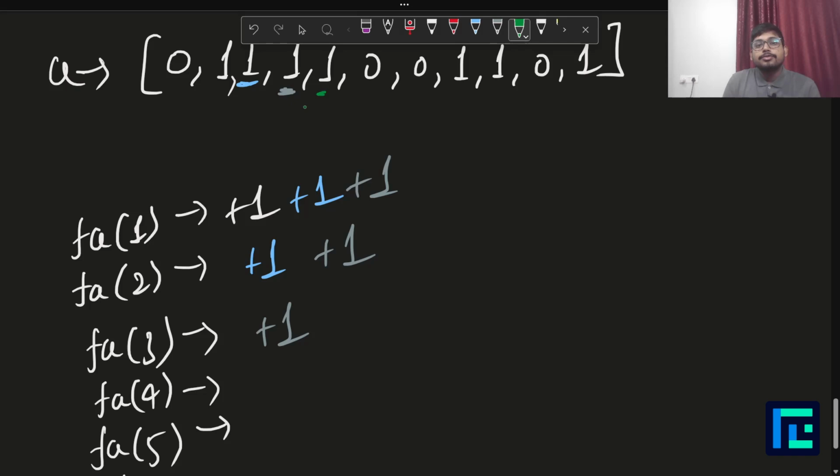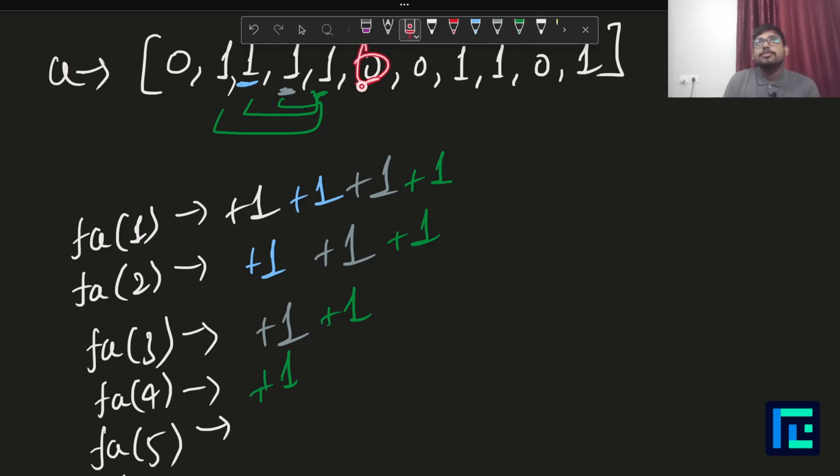Next, let's say you move to this one. This individually would contribute a plus 1 here. These two together would contribute a plus 1 here. These three together would contribute a plus 1 here. These four together would contribute a plus 1 to fa of 4. So can you observe what is happening here?